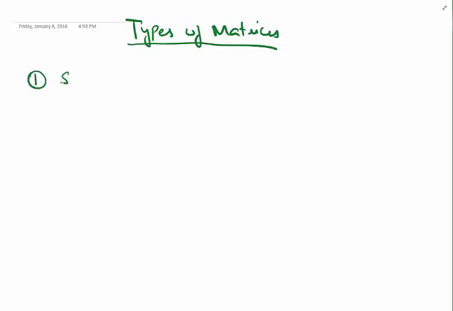Hello and welcome. In this lecture, we are going to talk about different types of matrices. Alright, so let's start with the first type, which is square matrix. Now, what is a square matrix? A matrix in which number of rows is equal to number of columns.